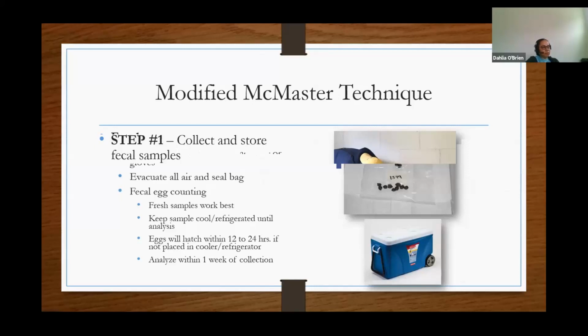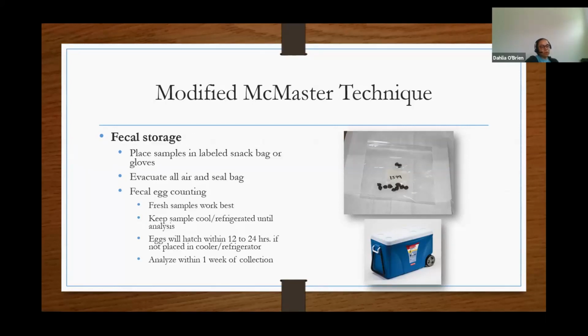So for fecal sample storage, you're going to want to place the sample in a labeled snap bag or your glove, as I mentioned before. Remove all the air and seal it. If you're going immediately back to the lab to do fecal egg counts, that would work best. Fresh samples work best. If not, then you're going to want to keep the sample cool or keep it in a refrigerator until analysis.